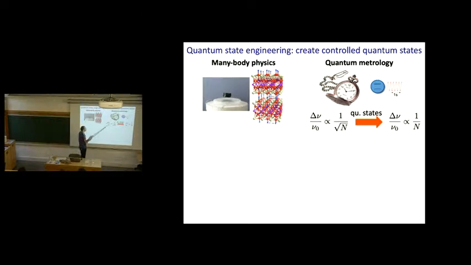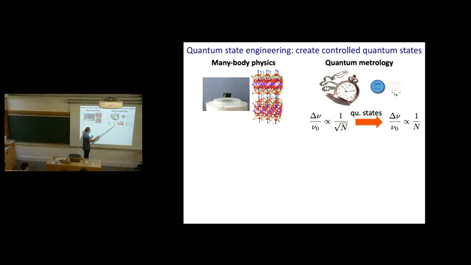Well, I mean, the ultimate precision you can have is governed by the inverse of the square root of the number of particles that you have in your ensemble. Okay, so this is kind of the ultimate limitation. This is called the quantum noise, the quantum projection noise.